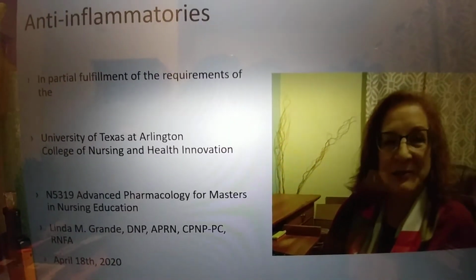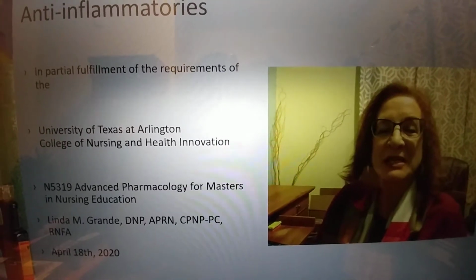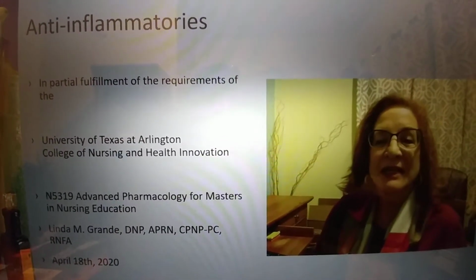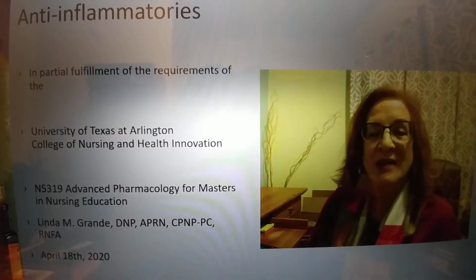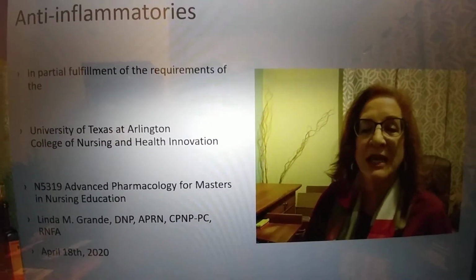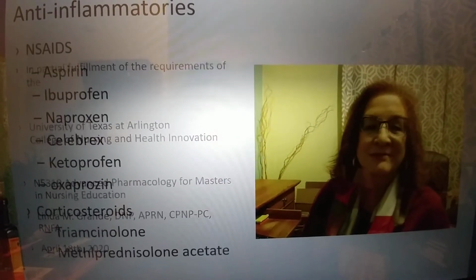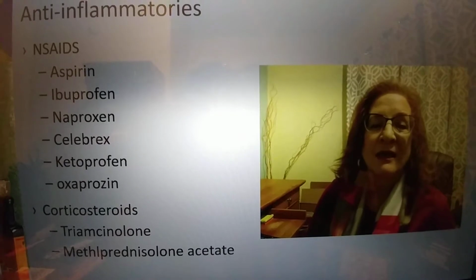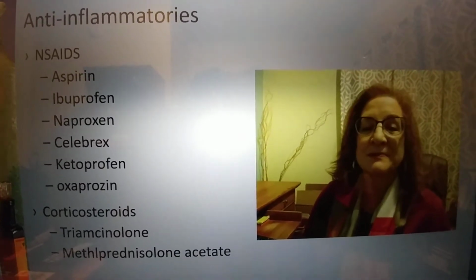Today's anti-inflammatory drugs. We're going to discuss the inflammation process that can occur in osteoarthritis and compare and contrast anti-inflammatory medications that are used to treat this condition. First, let's talk a little bit about anti-inflammatories.